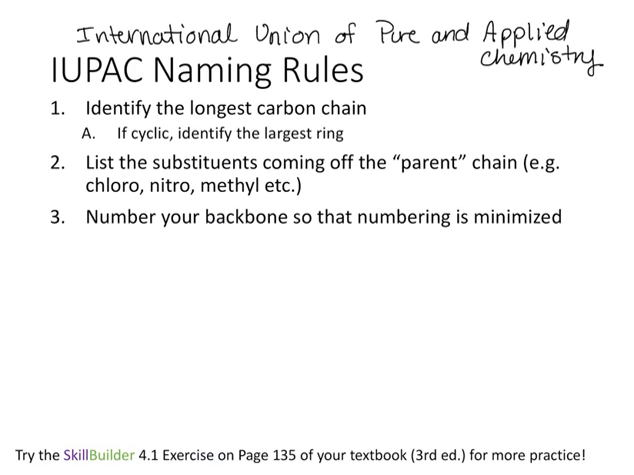Number 2, we would then list what are called substituents that are coming off of the quote-unquote parent chain. So for instance, let's say we have this molecule and we've got a carbon just coming off of one of the middle carbons there. That would be a substituent. Or maybe it's a chlorine or nitrogen or something like that. That would be considered a substituent, whereas the longest chain of carbons is the parent chain.